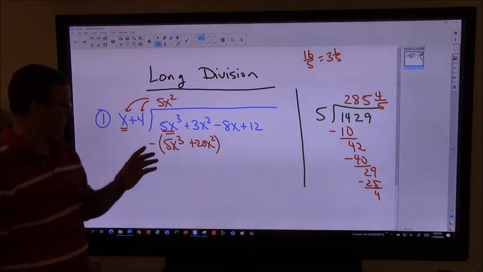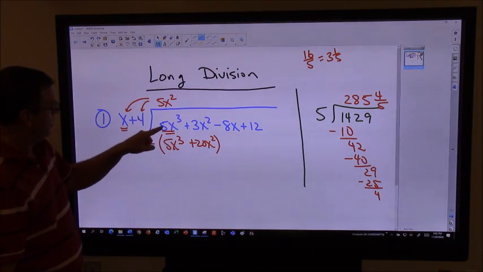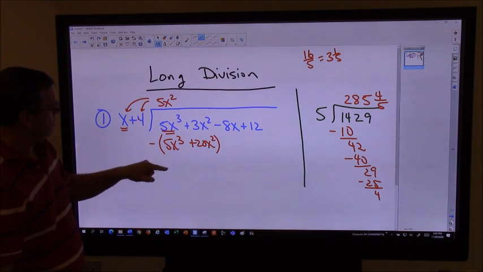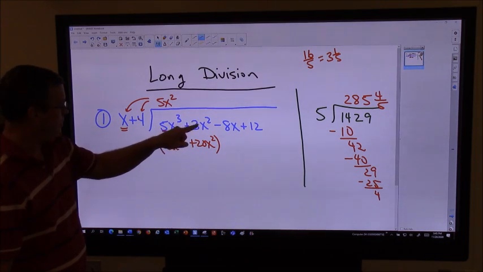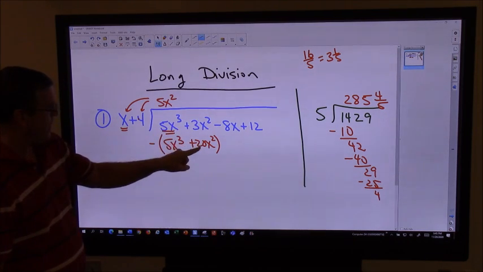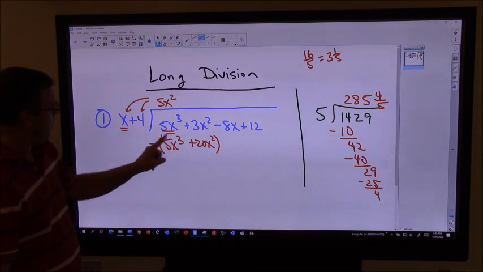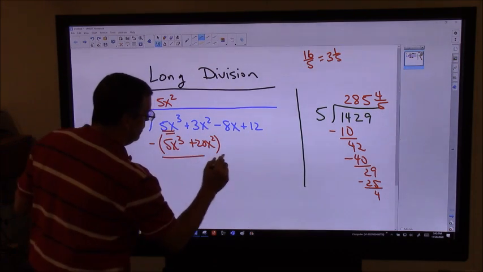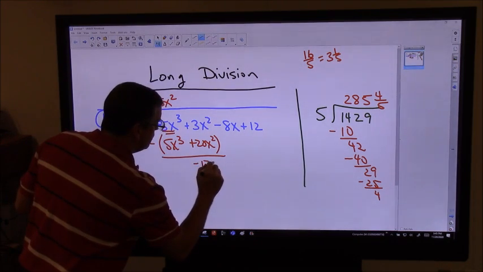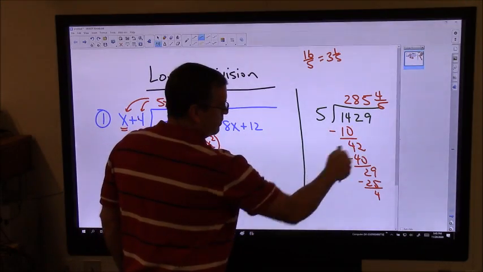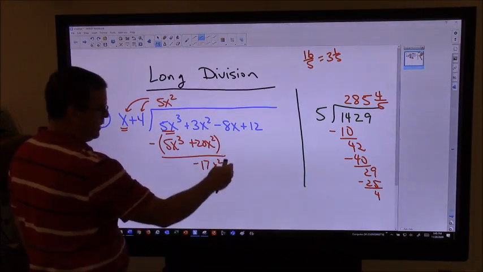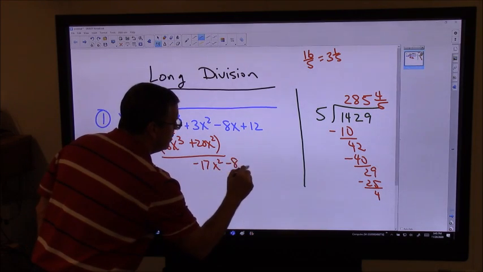Here's where you got to be careful though. People look at this and they go, okay, that minus that is 0, and that plus that, I just changed from subtraction to adding, right? I have to say that minus that, so 3x squared minus 20x squared is a negative 17x squared. And then just like we bring down the next number, we now bring down the next term, minus 8x.